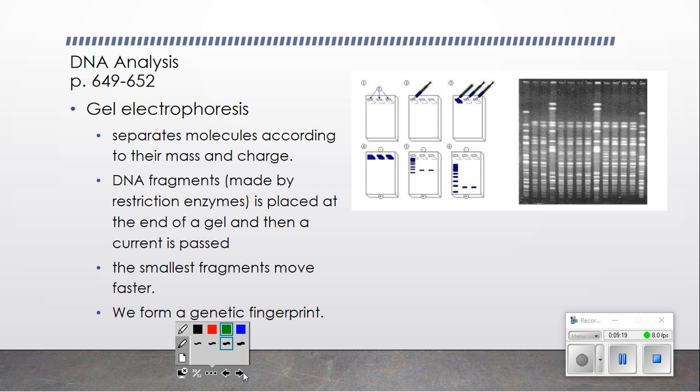Now, in gel electrophoresis, we're going to separate molecules according to their mass and their charge. So here's how it works. We are going to make some DNA fragments using restriction enzymes. Same kind of enzymes we would use for genetic engineering, we can use for this. Restriction enzymes, like we described on the last slide, cut DNA at a specific sequence. So I could take a sample of someone's DNA and add some restriction enzymes to cut it up into pieces. If I have the same DNA as someone else, then the restriction enzyme should cut our DNA up into the same number of pieces, and the pieces should be the same size.